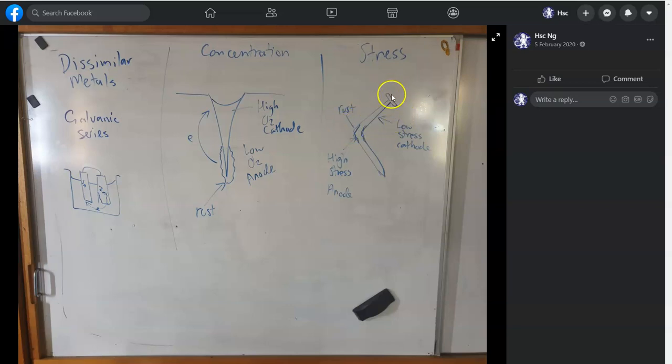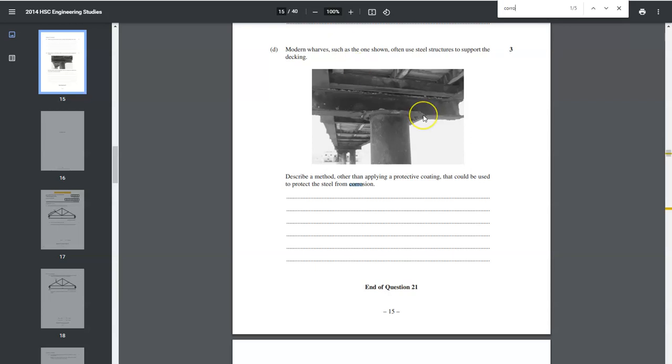It's been stressed at the top where it's been forged, and at the bottom where it's been forged to be sharp. So these areas are where it's going to be stressed. But let's focus on the high stress on the bend. The high area of stress is going to be the anode. That's where rust is going to occur. And the rest of it is going to be a low area of stress. Okay, so let's have a look at some HSC questions.